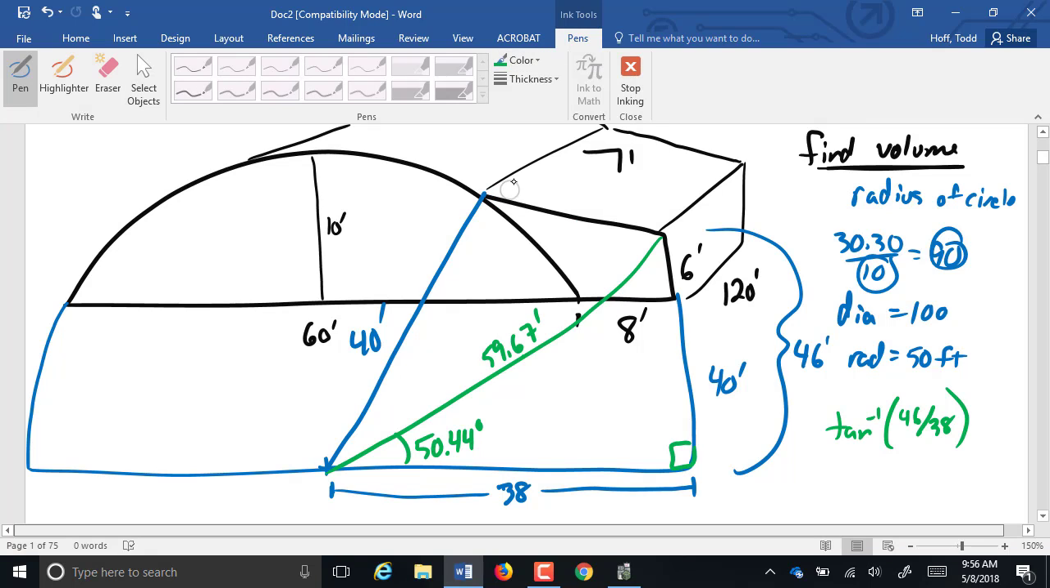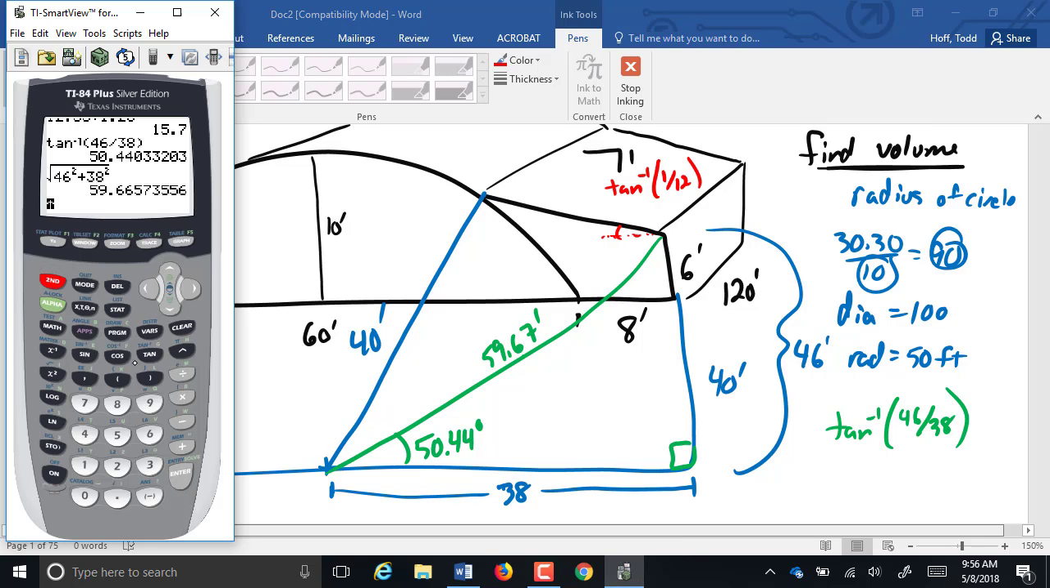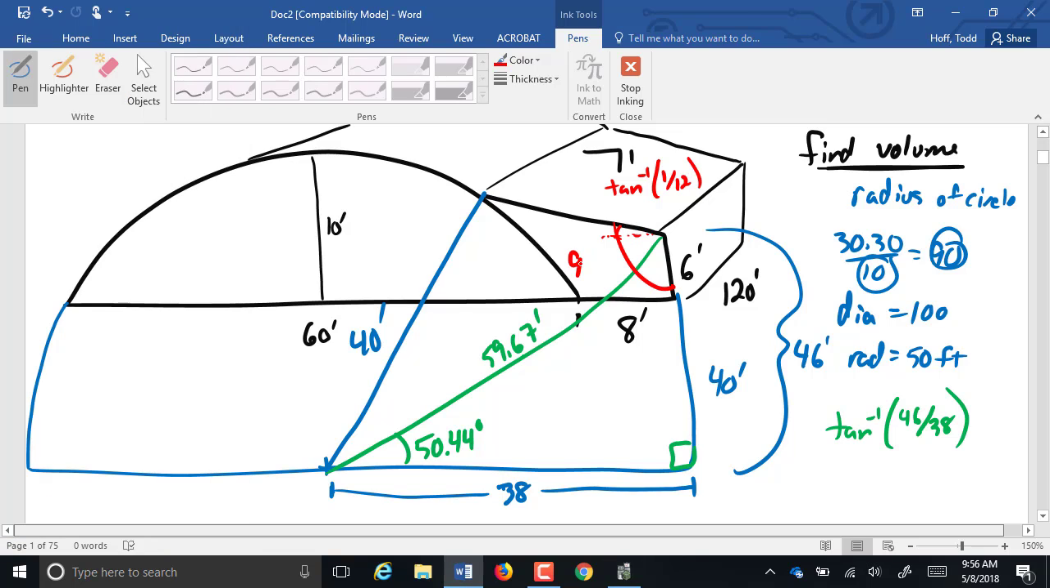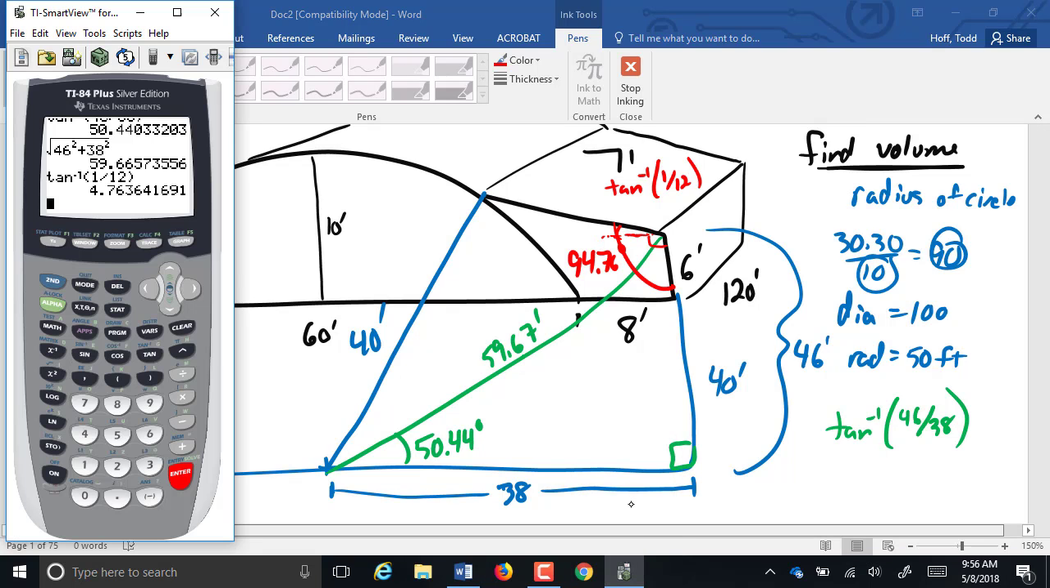Now, for the angle up here, the first thing I want to do is find my heel angle for my slope. So that's going to be the inverse tangent of 1 over 12, which gives me, holy crap, 4.76 degrees. So that makes this angle here 94.76 degrees. Ever see where that 94 came from? Because I had 90 degrees here and I added that 4.76 that I just got.